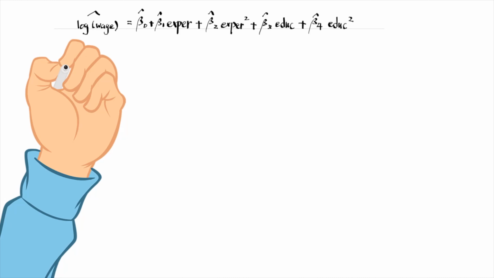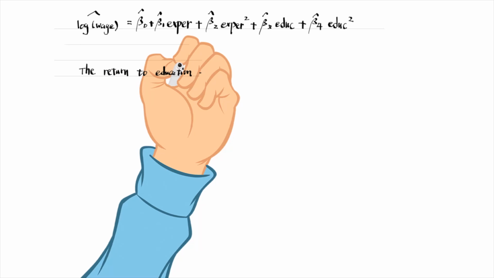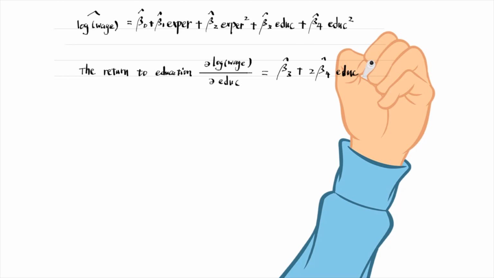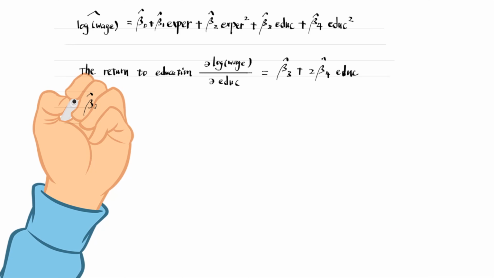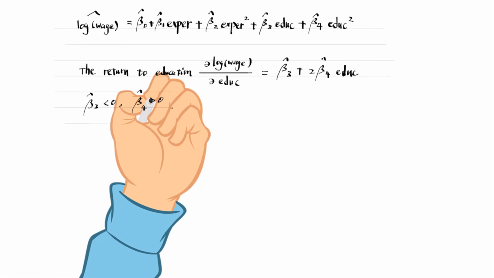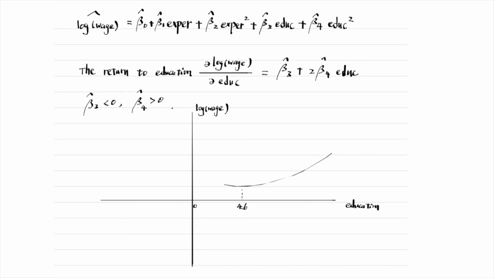Let us look at the estimates for the variable education. The marginal effect of education on wages is also called the return to education. It equals beta 3 hat plus 2 times beta 4 hat times education. Beta 3 hat is negative and beta 4 hat is positive. It is the opposite of experience. The fitted curve is U-shaped. It captures an increasing return to education.